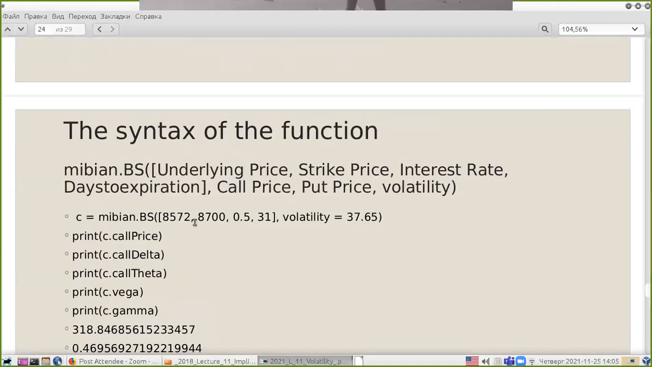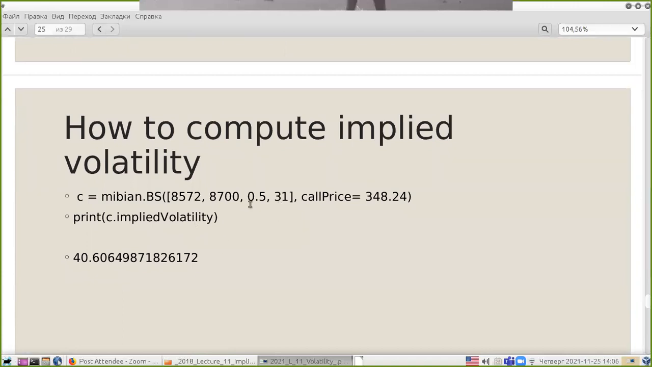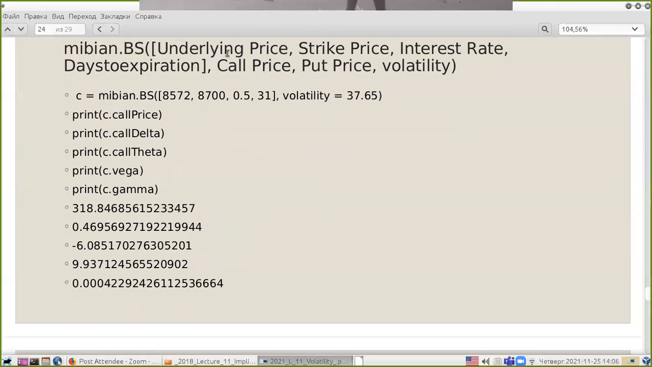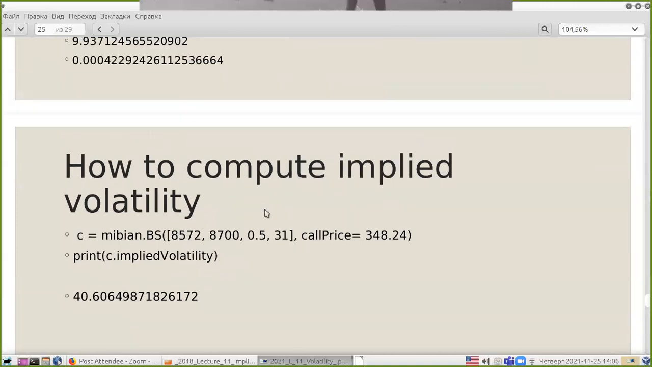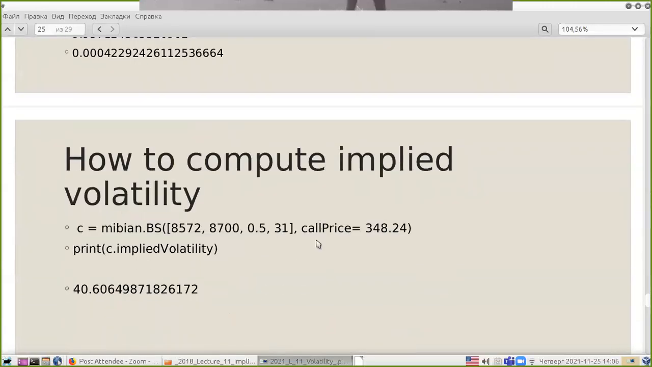How, using this function in MBS, can we compute implied volatility? In this case, we can input as parameters all this as in the previous one. Yes, it is underlying, strike, interest, days to expiration. It's the same, you see. But after that, write not the parameter volatility, but for example, call price. We can take this call price from Nasdaq. And after that, we can print implied volatility. You see that it's very easy.